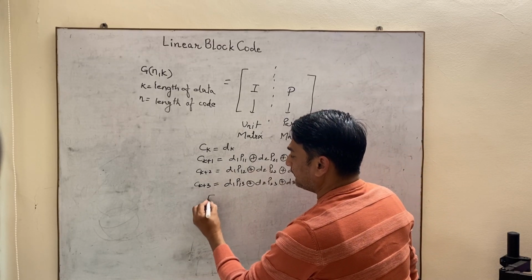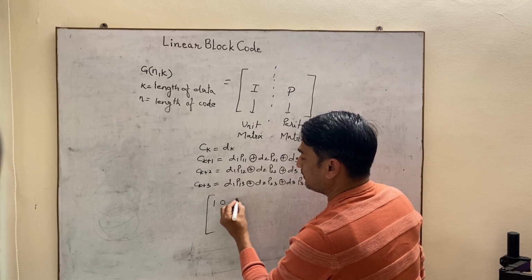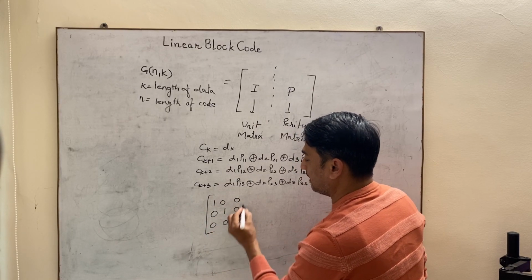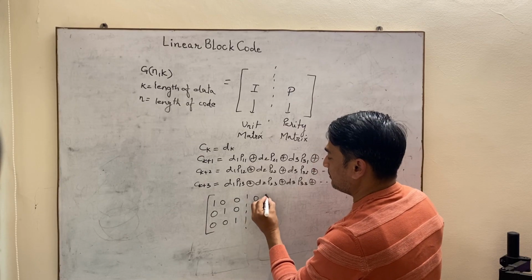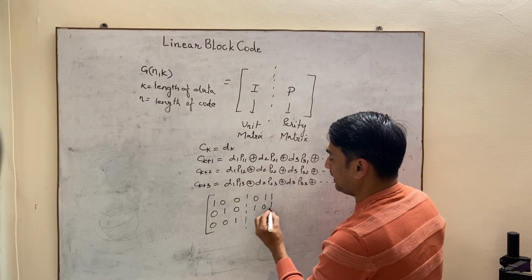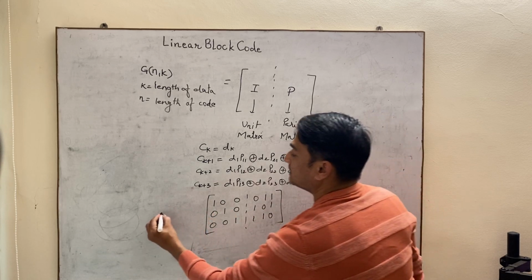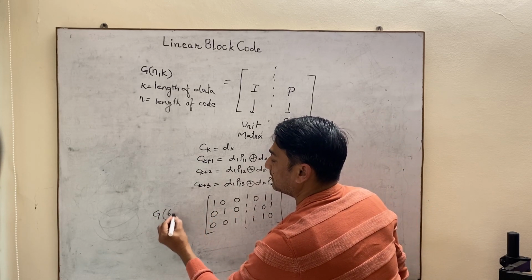Like, 1 0 0, 0 1 0, 0 0 1, 0 1 1, 1 0 1, 1 1 0. G(6,3).